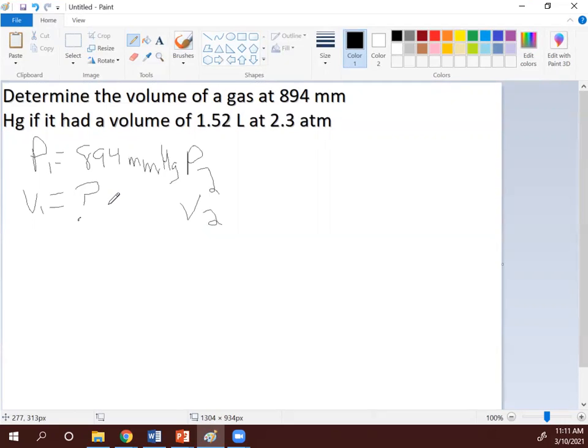Now, what is my P2 in this problem? What's my other pressure? 2.3 atm. And what is my volume? 1.52 liters. Now, if V2 is in liters, what's V1 going to be in? Liters. But now, we got a problem here, though, don't we?